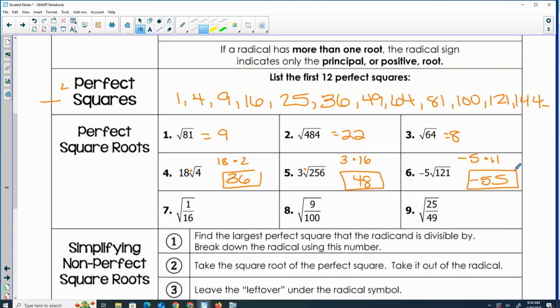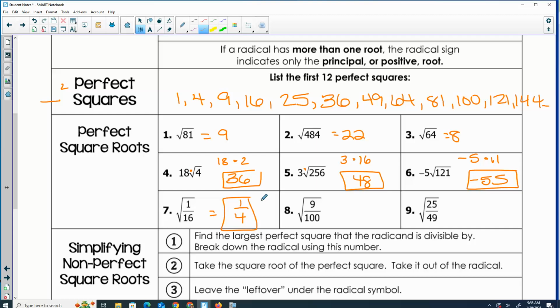You can do the fractions on your calculator as well. You can type in the square root of 1 over 16. We can also think of it as just the square root of the top over the square root of the bottom. So either way. What is the square root of 1? 1. What's the square root of 16? 4. So this is just 1/4, which is the same thing you get if you just typed it in your calculator.